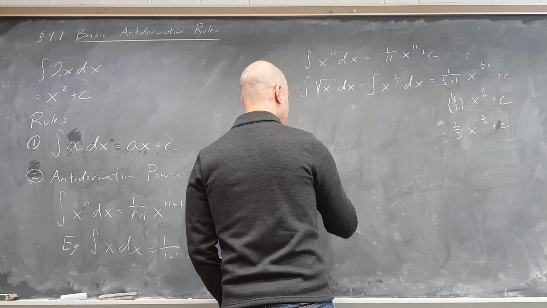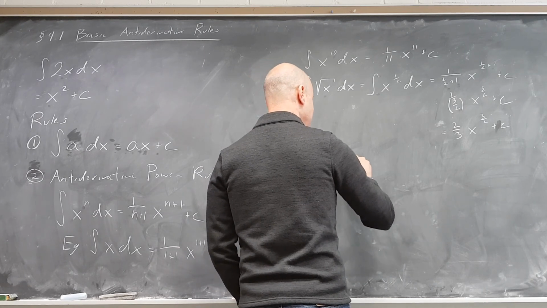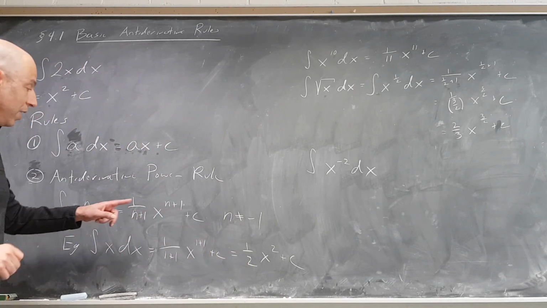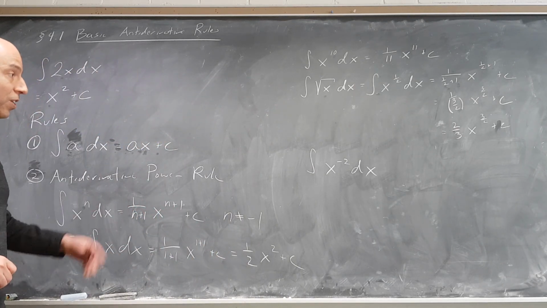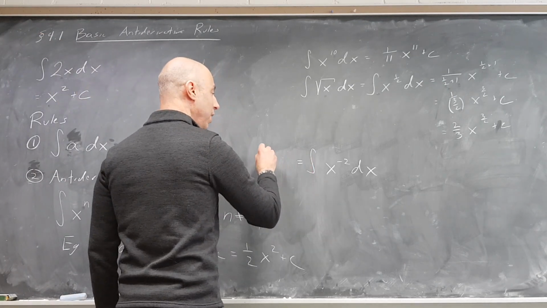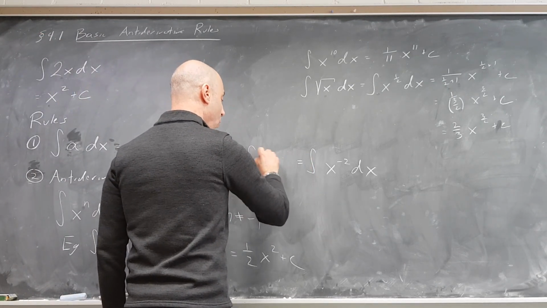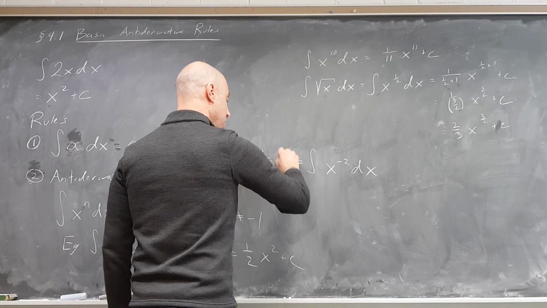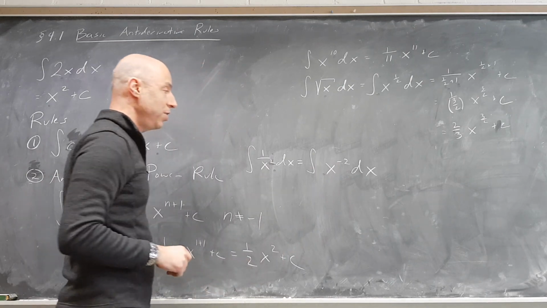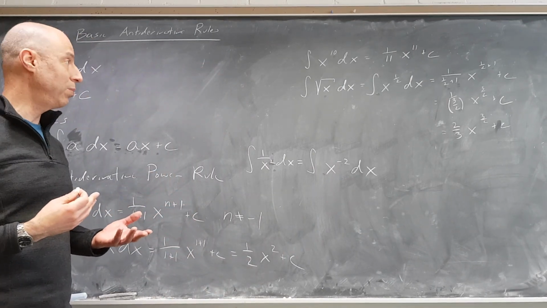Let's take the antiderivative of x to the minus 2. Remember, the only power you can't use it with is x to the minus 1, but we can do it with x to the minus 2. I could have just as easily written this problem as 1 over x squared. 1 over x squared is the same as x to the minus 2. So two ways of writing exactly the same problem.